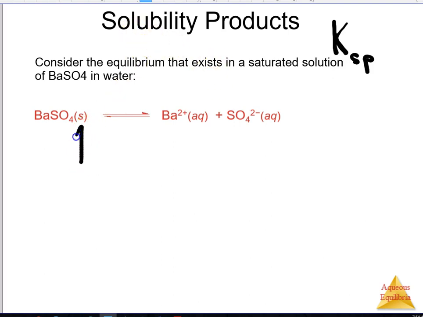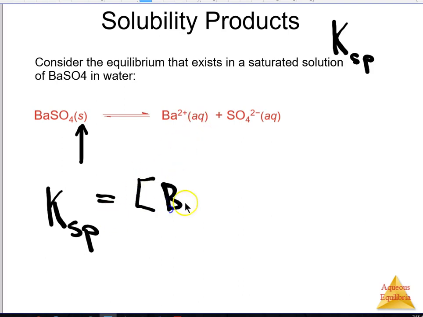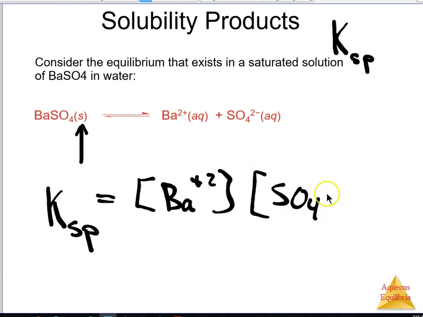So what's this thing right here? What does that say? Solid. What do we do with those in the equilibrium expressions? We ignore them. So if we say our KSP, that means the solubility product, and we just do this KSP thing when we're dissolving solids, we would say it is equal to the concentration of Ba plus 2, I guess, times the concentration of SO4 minus 2. Is there any dividing? No, because there is only a solid reactant, so it disappears.